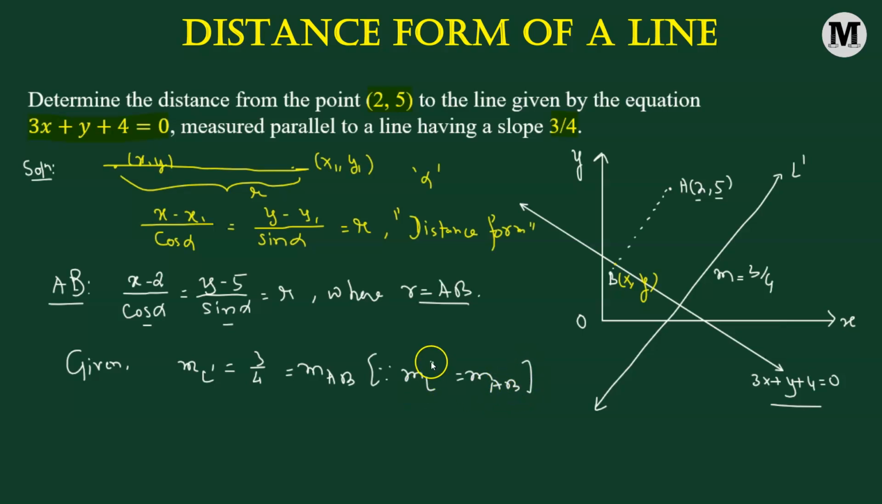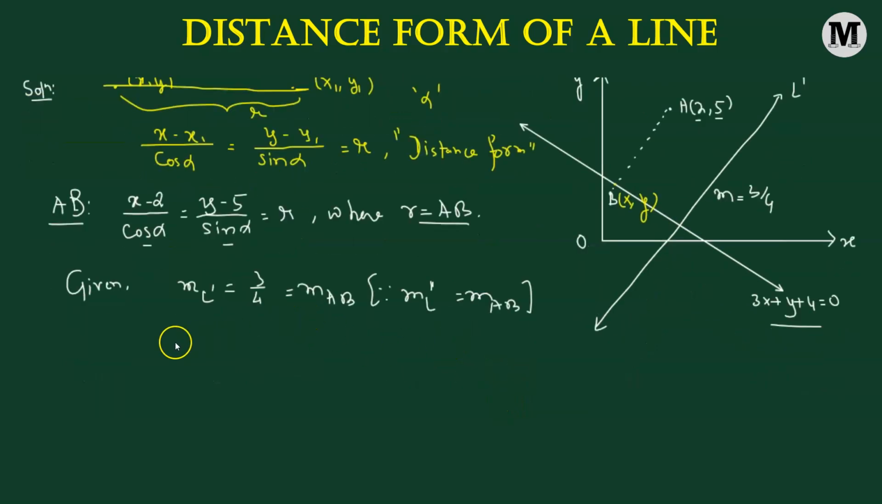So we can say slope of the line L prime is going to be equal to slope of the line segment AB. Okay, now what is slope? Slope is simply defined as you take the tangent of the angle that the line makes with the positive x-axis. So let's say it's making an angle of alpha with the positive x-axis. So this is going to be equal to 3 over 4. So now we have tangent of alpha equals 3 over 4.